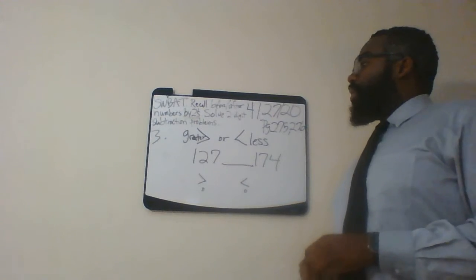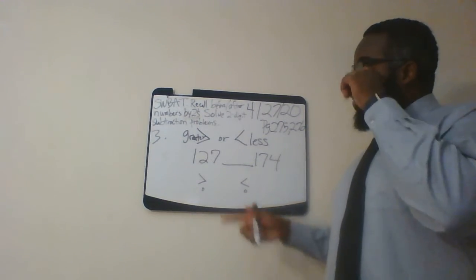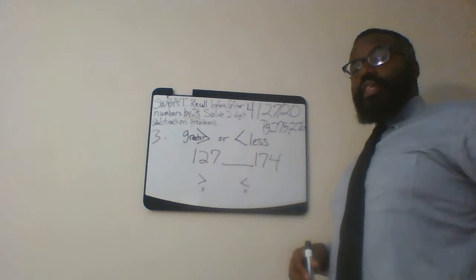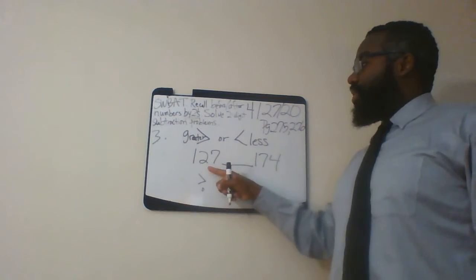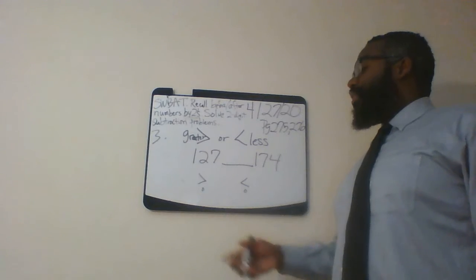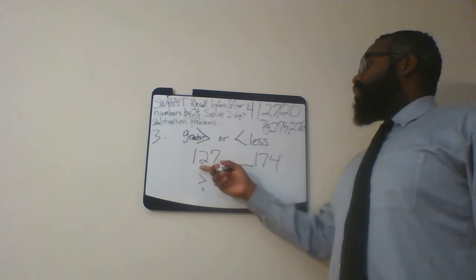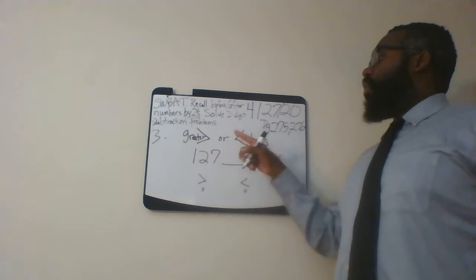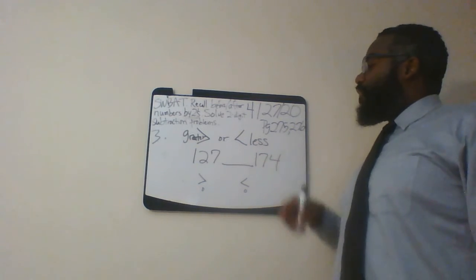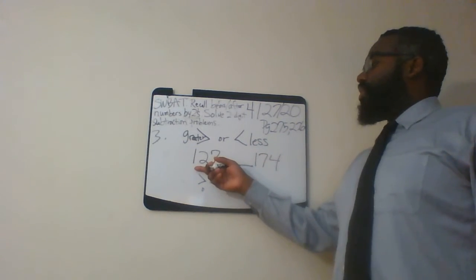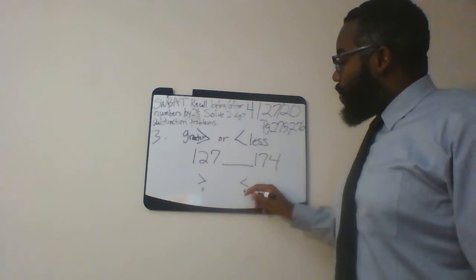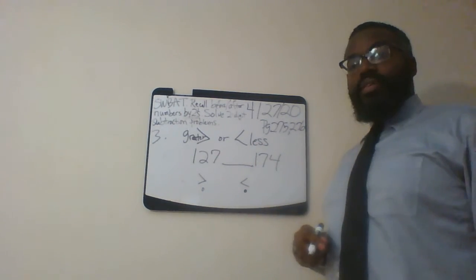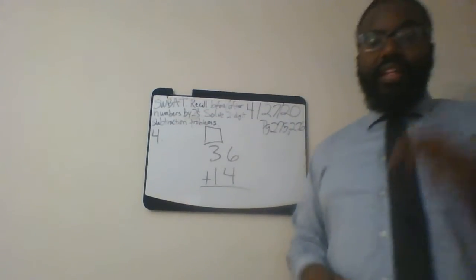As we look at number 3, we have to mark the bubble under the correct answer. The two numbers they give us are 127 and 174. Is 127 greater than or less than 174? Look at that 127. It is less than, so you will bubble in that number. Okay? And let's look at number 4.